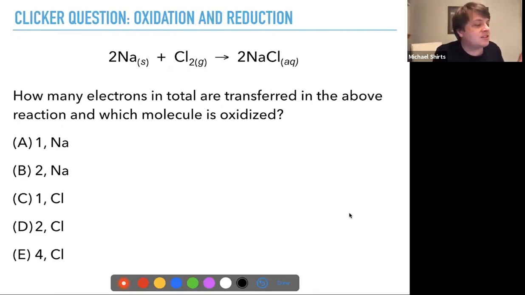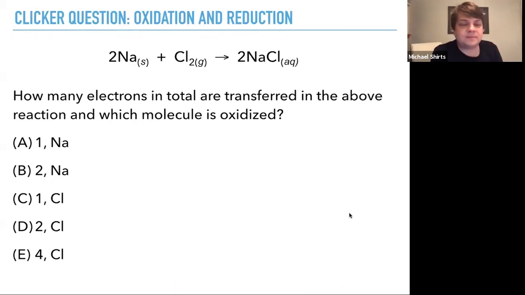Okay, so a question here, oxidation reduction. How many electrons in total are transferred in the above reaction? And which molecule is oxidized? Which molecule or atom is oxidized? So I'll pause.